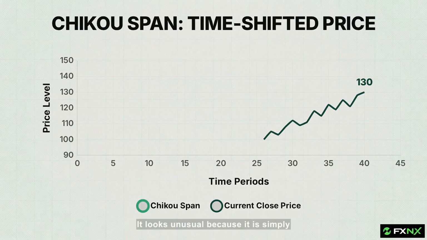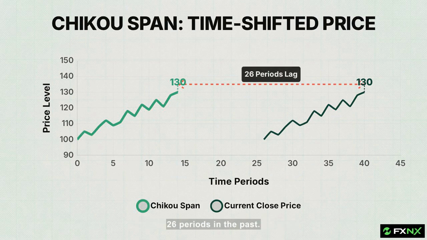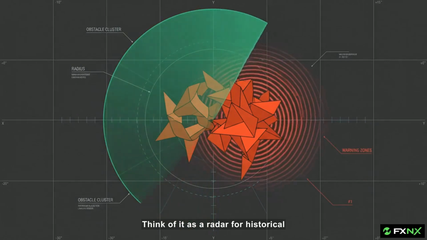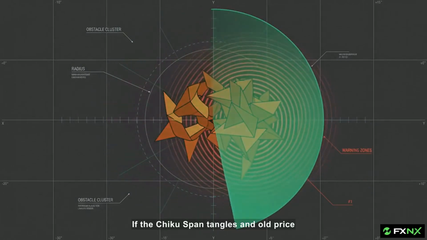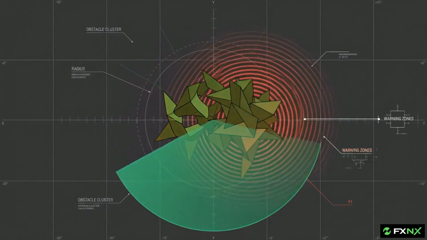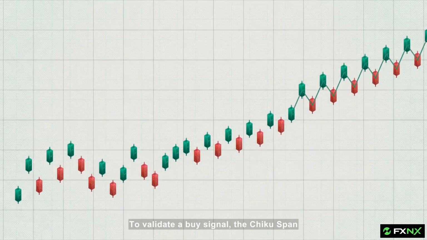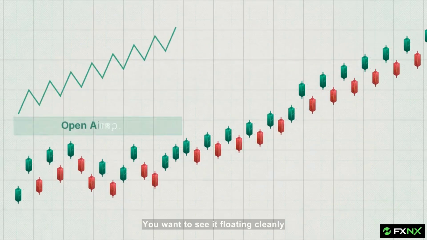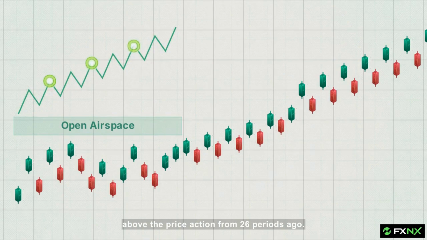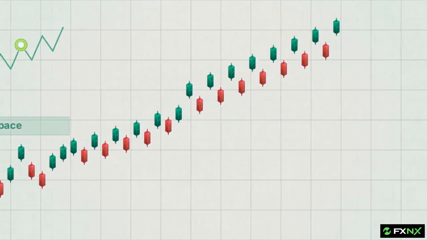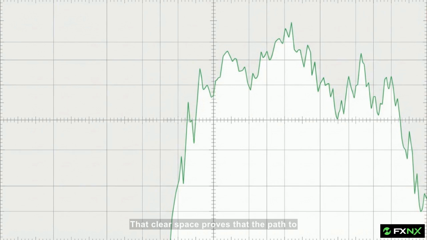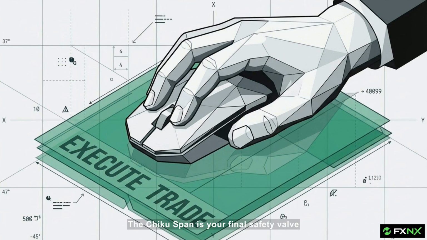It looks unusual because it is simply the current closing price plotted exactly 26 periods in the past. Think of it as a radar for historical obstacles. If the Chiku span tangles in old price candles, your path is blocked. Abort the setup. To validate a buy signal, the Chiku span needs open airspace. You want to see it floating cleanly above the price action from 26 periods ago. That clear space proves that the path to profit is unobstructed by historical price ceilings. The Chiku span is your final safety valve before pulling the trigger.